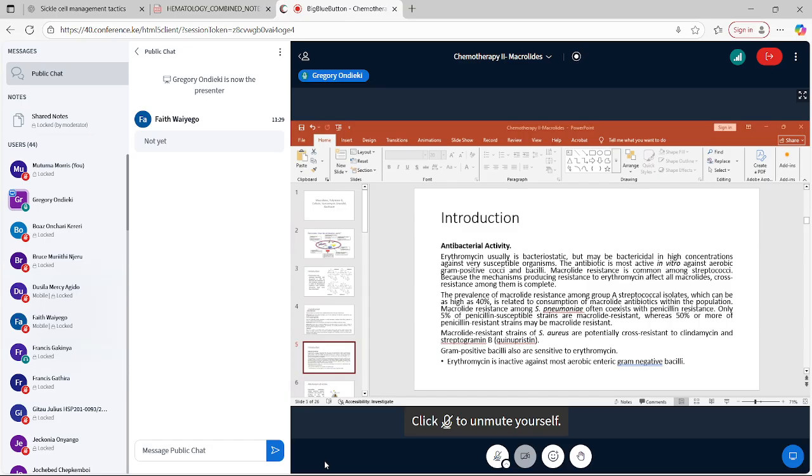And amongst group A strep isolates, and which are group A strep bacteria? Examples. From your microbiology, examples of group A strep. Have we forgotten? Streptococcus pyogenes. Those are group A strep, right? So yes, you see the resistance is quite high. 40% is quite high, right?